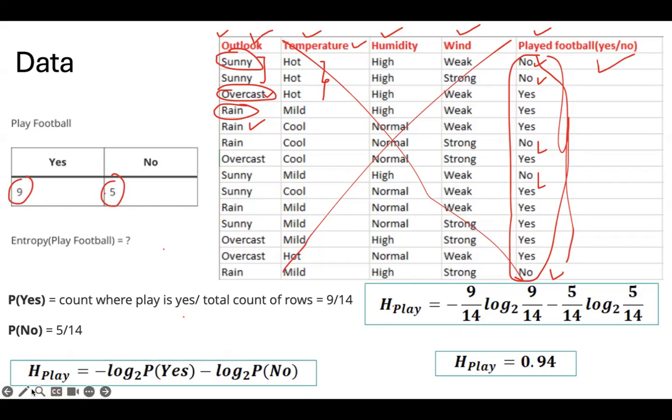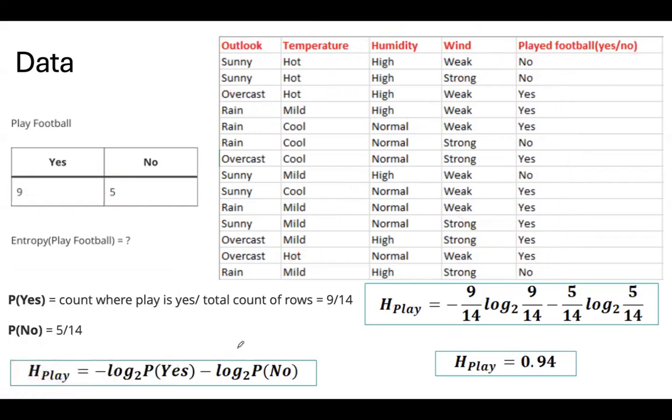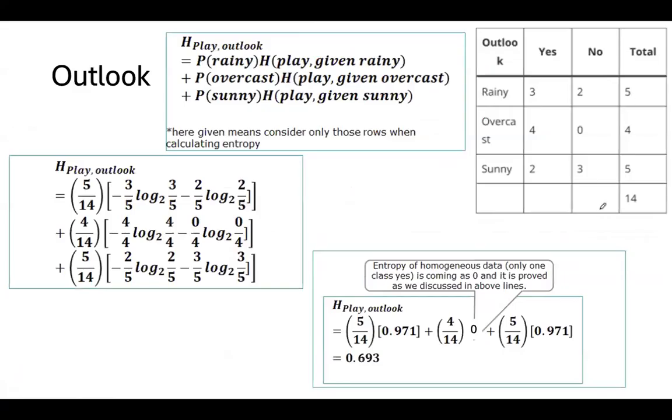And I'll calculate these. I'll actually draw a small table. So this is that small table which I have developed. In case of rainy, I've got 3 yes and 2 no's, total 5. In case of overcast, 4 yes, 0 no's, and 4 in total. In case of sunny, 2 yes and 3 no's, and in total 5. Total instances are 14.